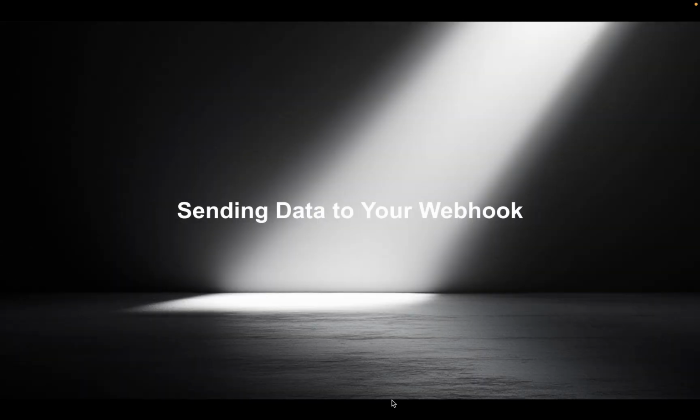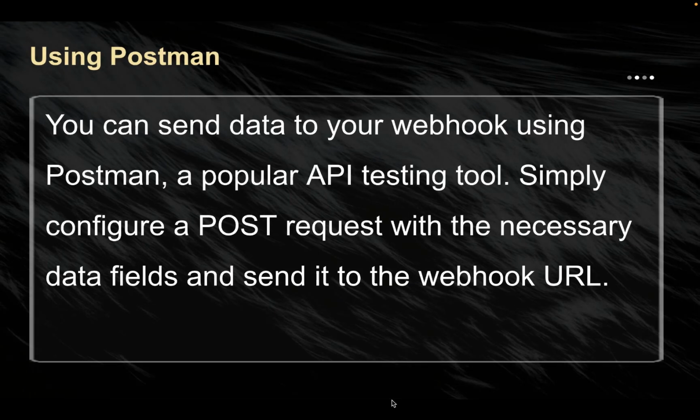Sending data to your webhook. There are different ways you can send data to your webhook. Let's explore the different options. The first option is using Postman. You can send data to your webhook using Postman, a popular API testing tool. Simply configure a POST request with the necessary data fields and send it to the webhook URL. Once you are provided with the webhook URL from make.com, you simply use Postman to send data to the URL, which is going to be a POST request.